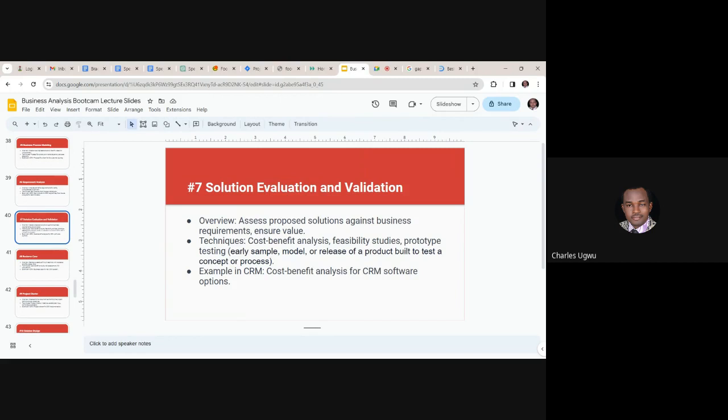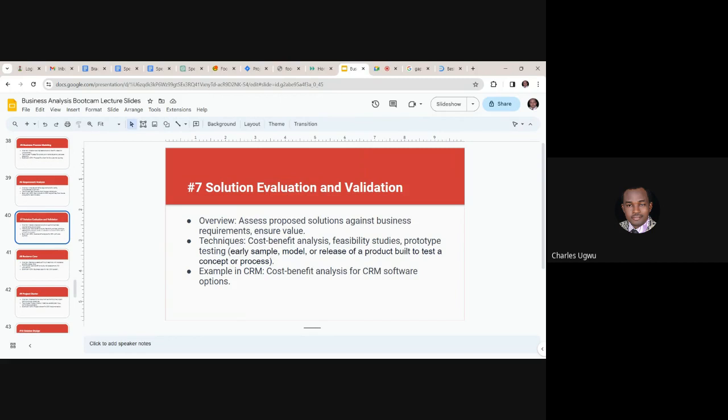And this is where this particular component comes in, solution evaluation. You need to evaluate all the solutions and validate them. To carry out solution evaluation means to assess the proposed solution against the business requirement and ensure value. You can use techniques like cost-benefit analysis, feasibility studies, and prototype testing. Prototype means an early sample, model, or release of the product built to test the concept or the process.